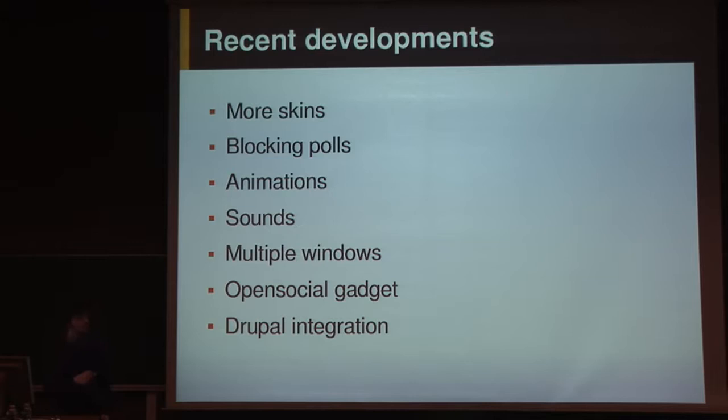There are some sounds, so we convert some OGG files to SWF using some SWF tools, and then we insert the SWF into the DOM document and just play the sound. There is support for multiple windows, so you can have multiple sessions in multiple tabs if you want to play at more than one table at a time. And there is an OpenSocial gadget, which is just an XML file which embeds the jpoker code and allows you to embed it in an existing social network. And there is Drupal integration, where Pierre has worked a lot. It relies on the OpenSocial gadget in order to integrate it into Drupal.